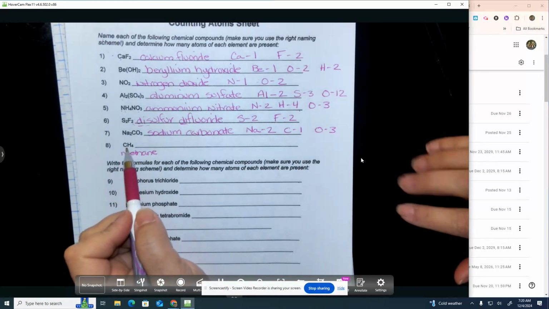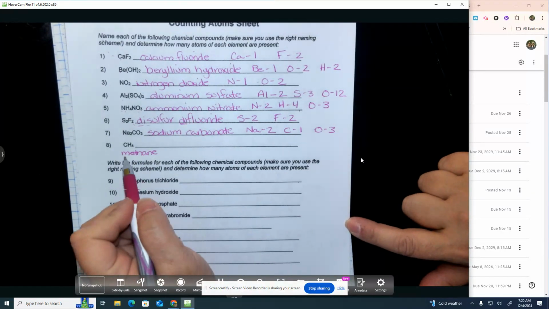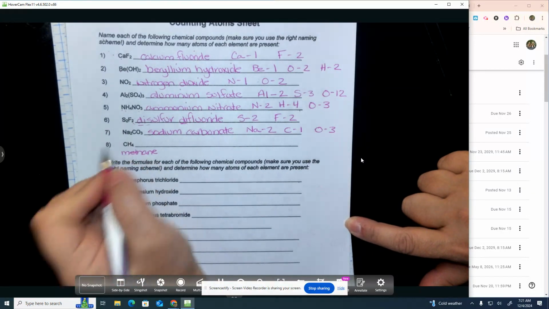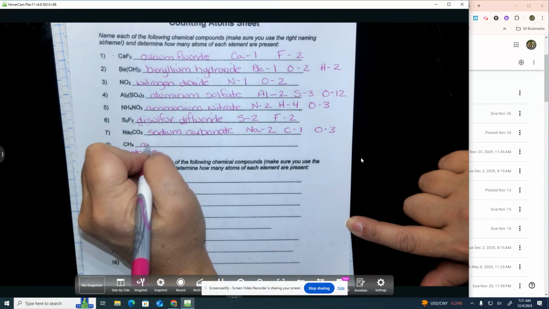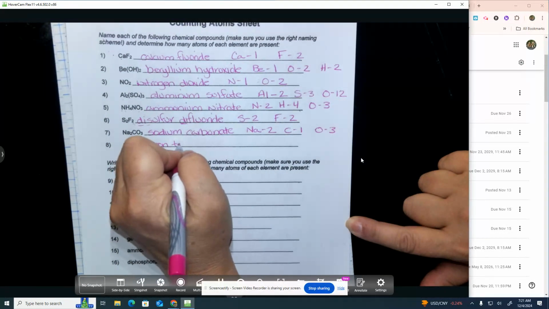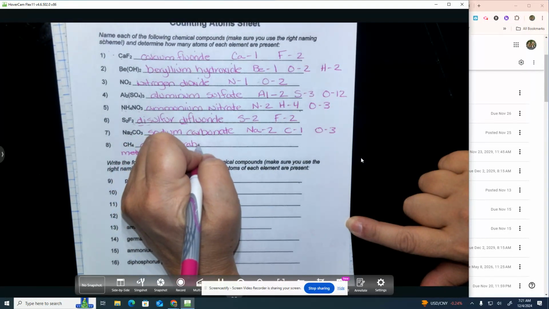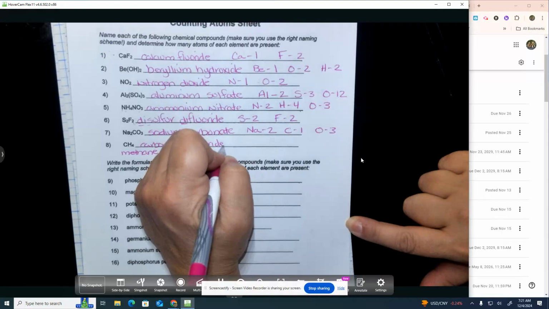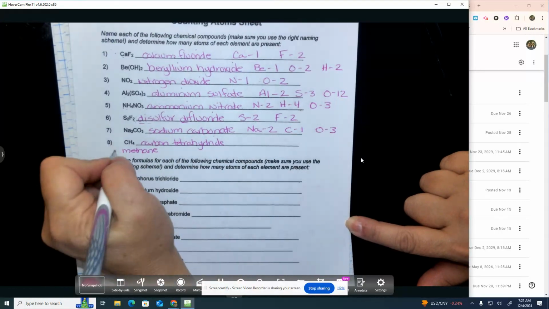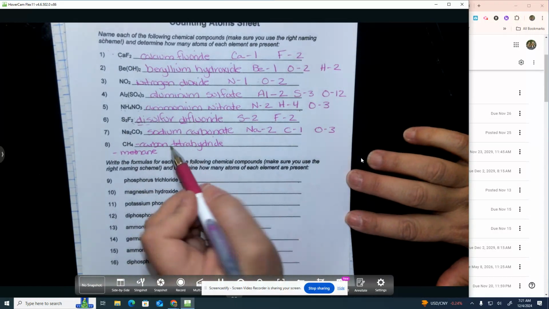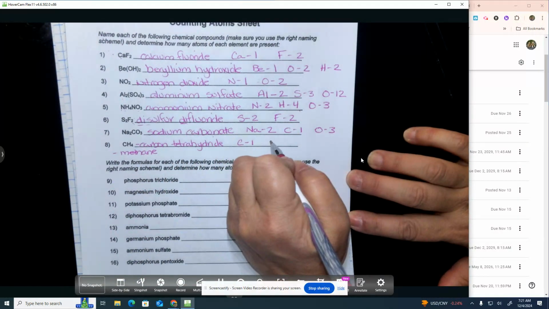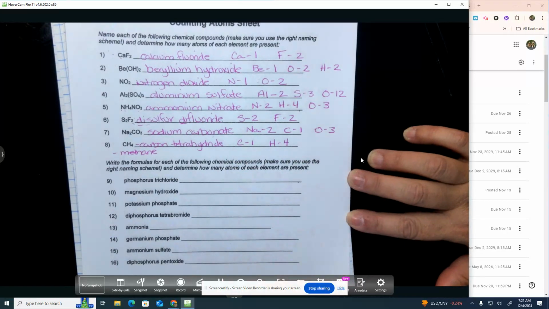All right. CH4, common name methane. Yep. Okay. But if we're going to name it according to the IUPAC rules, we would say carbon tetrahydride. It's the same thing. It doesn't matter. Both of them are correct. Okay, methane or carbon tetrahydride. Either one is fine. Okay? All right, now, how many carbons? Uno. How many hydrogens? 4.